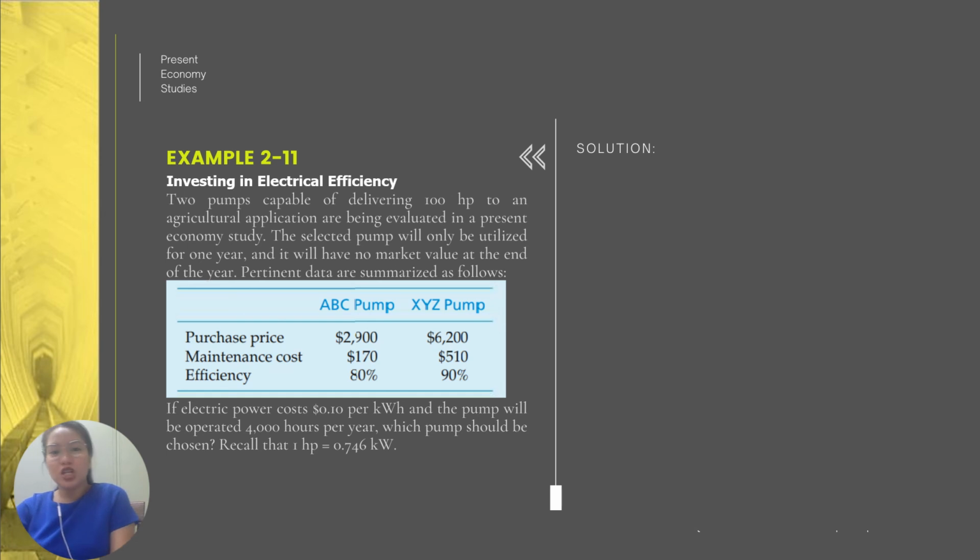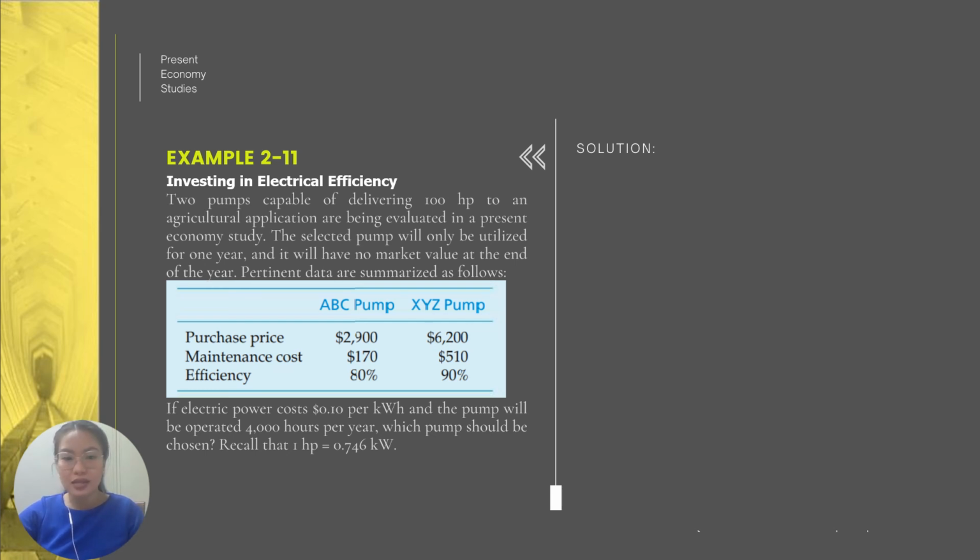Now, example 2-11 is about investing in electrical efficiency. Two pumps capable of delivering 100 horsepower to an agricultural application are being evaluated in a present economy study. The selected pump will only be utilized for 1 year and it will have no market value at the end of the year. Pertinent data are summarized as follows. By the way, this example falls under the trade-offs in energy efficiency studies. So, the solution.